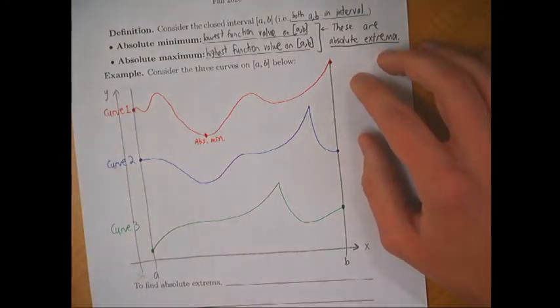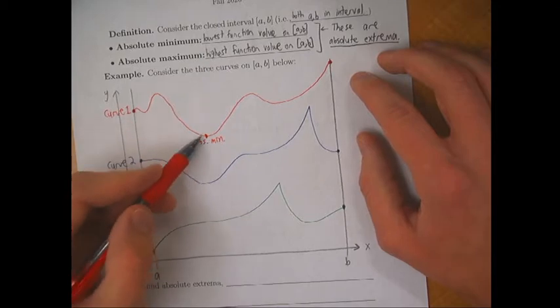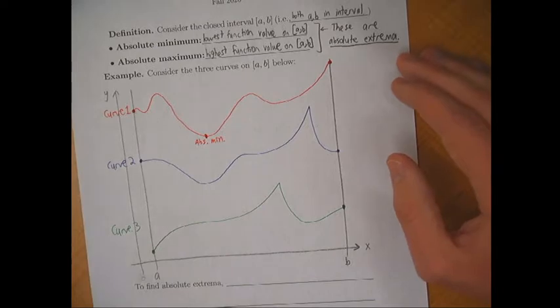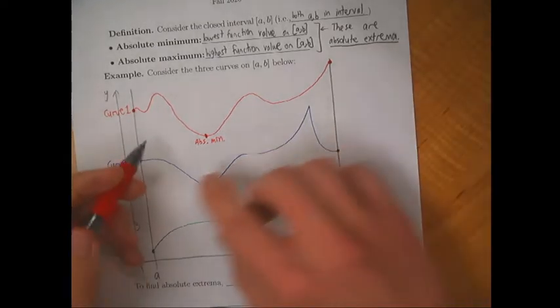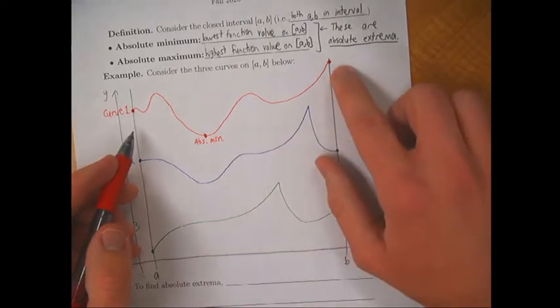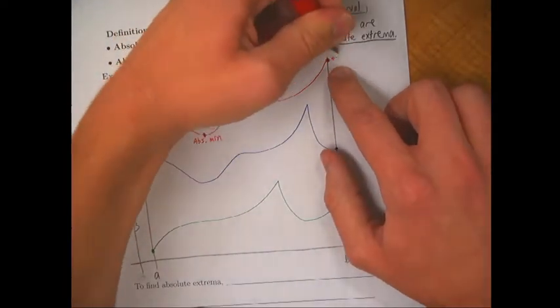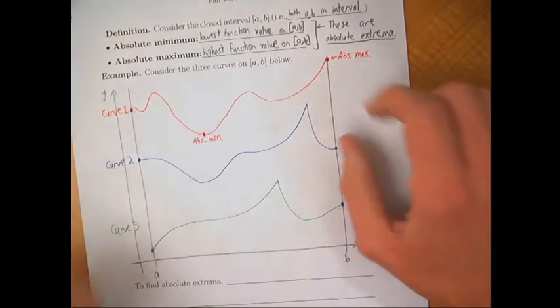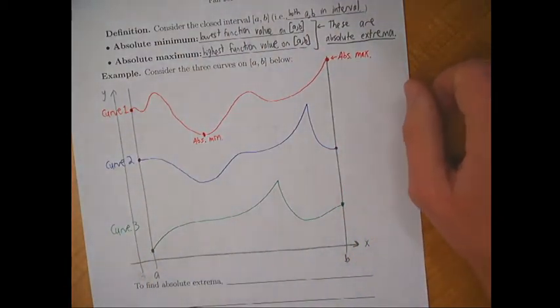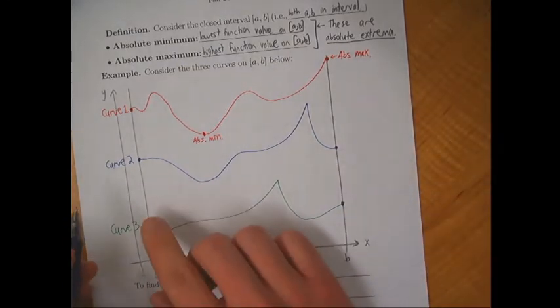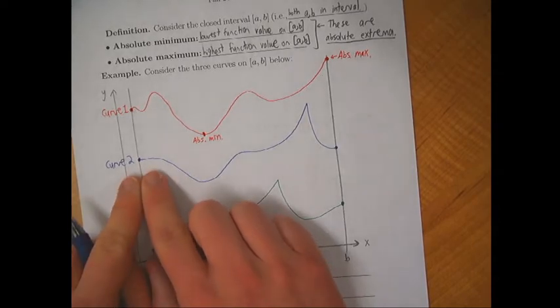But then what you notice is that even though we have an absolute minimum on what appears to be a critical point, or a relative extrema, we also have that one of the other absolute extrema, the absolute maximum, is actually right here, which corresponds to one of the endpoints. Okay? So just a quick little remark on that. Let's go ahead and do the same thing with the other two curves.